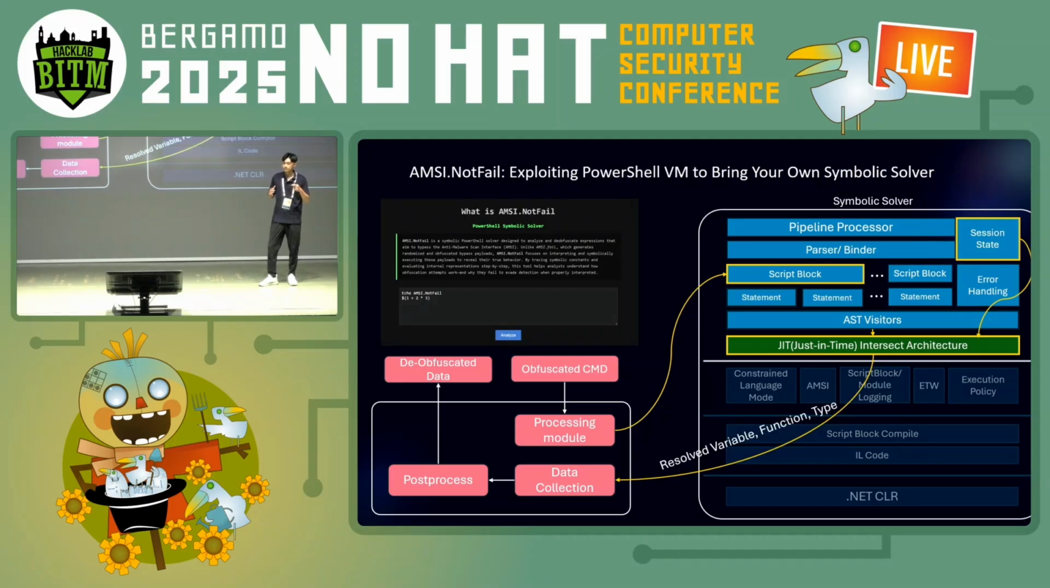The left side is our front end and back end, and the right side is our symbolic solver. The operation is: when a script block is passed to the symbolic solver, it is split into statements, and the AST visitor will solve them. And we built a just-in-time intercept architecture to help us collect all the data above, like the parsing result and the parsing session state data.